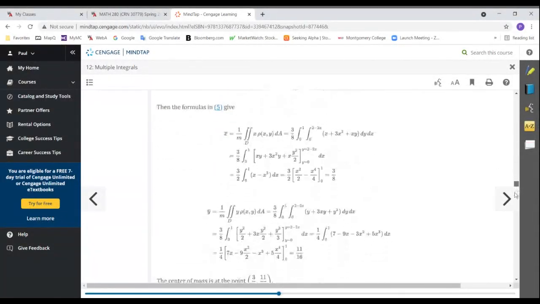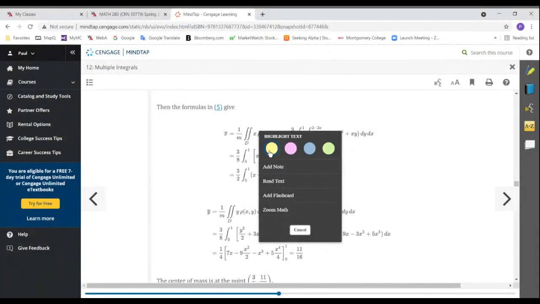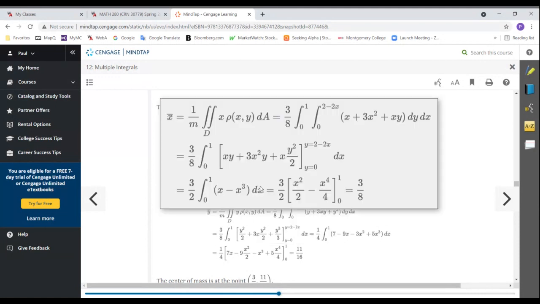And then x bar and y bar, which are the coordinates for your center of mass. Well, for x bar they just use the formula and compute it out. x bar is 3/8. The mass was equal to 8/3, so 1 over the mass is 3/8. You work it out, and interestingly enough, x bar is equal to 3/8. That's the x coordinate.